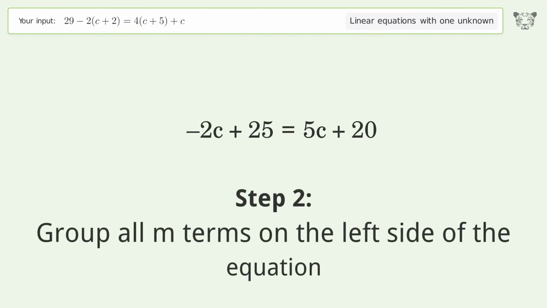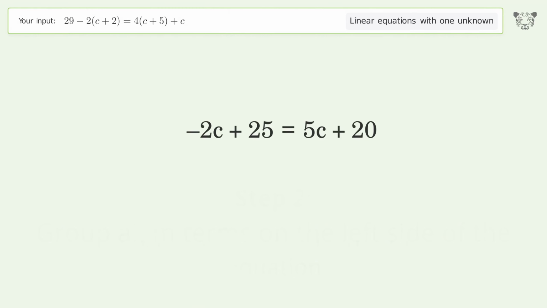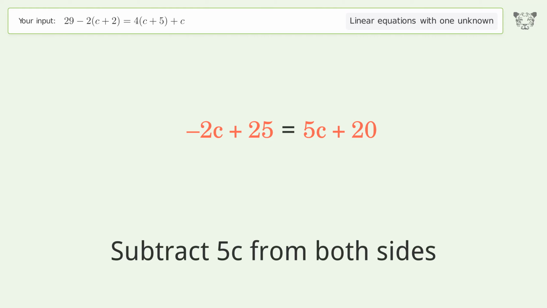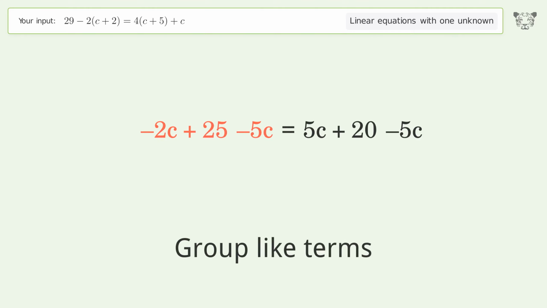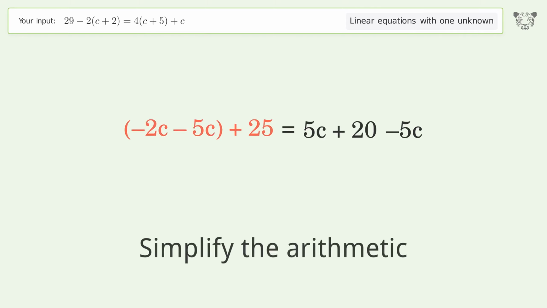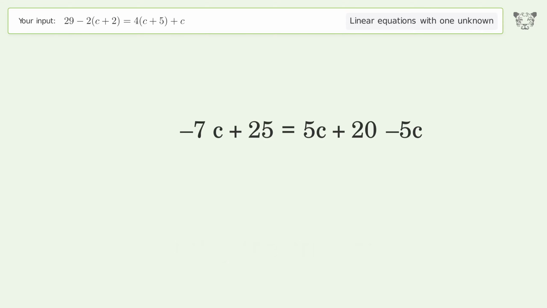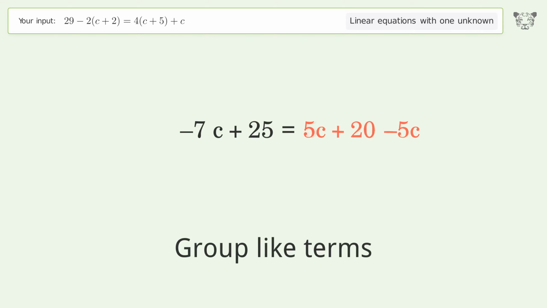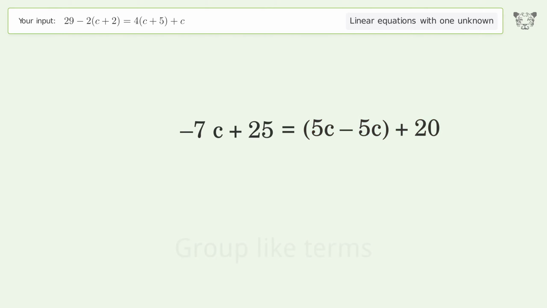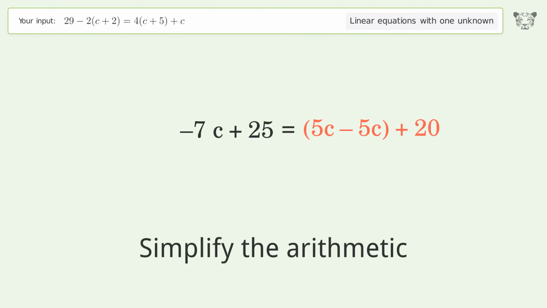Group all m terms on the left side of the equation. Subtract 5c from both sides. Group like terms. Simplify the arithmetic. Group like terms. Simplify the arithmetic.